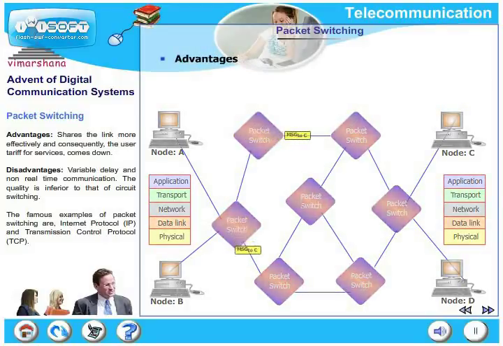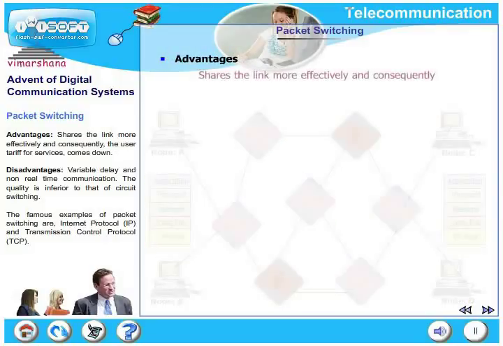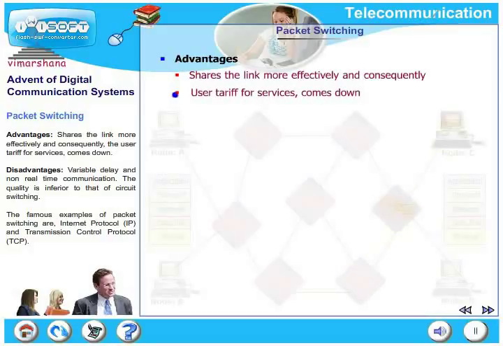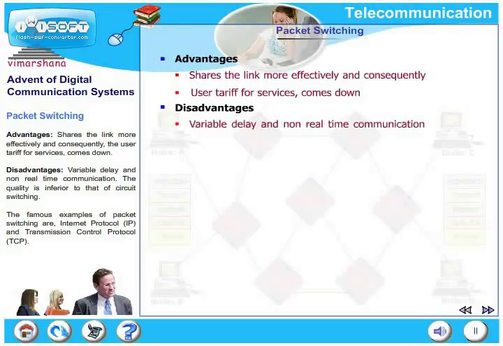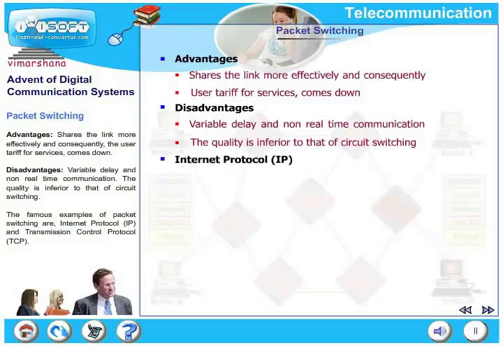What are the advantages? Packet switching shares a link more effectively and consequently the user tariff for services comes down. Disadvantages: variable delay and non-real-time communication. The quality is marginally inferior to that of circuit switching and is soon catching up with circuit switching quality. The famous examples of packet switching are the Internet Protocol and Transmission Control Protocol, popularly known as IP and TCP.